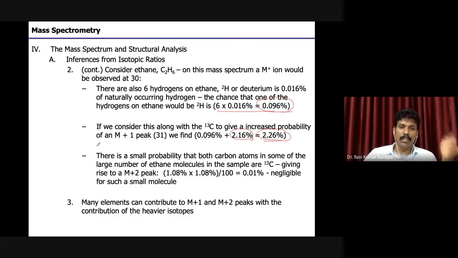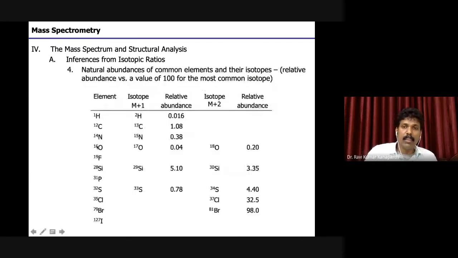The m+2 we can also calculate in a similar fashion, but the problem is that carbon does not exist in the 14 format. Maximum it will exist in the 13 format. One atom out of 100 will be in the form of 13, but there will not be 14. So carbon will not contribute to the m+2. Then what else will contribute? Tritium. Tritium contribution is negligible, very, very small. But there are certain other atoms that can contribute.